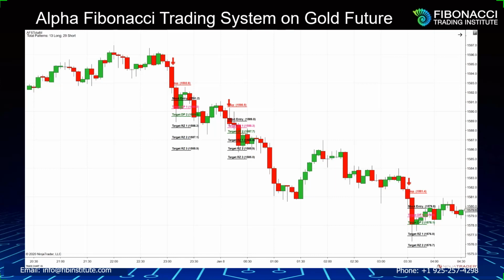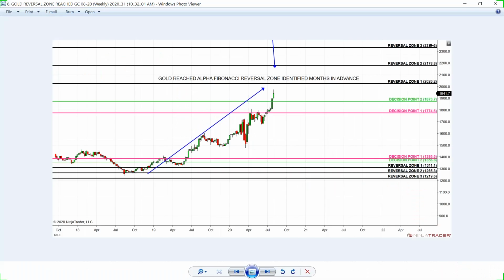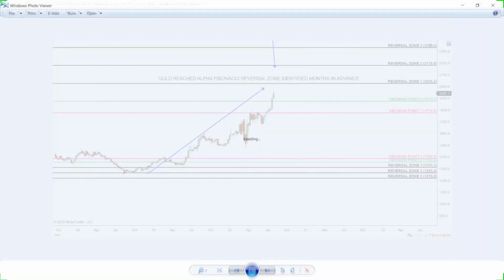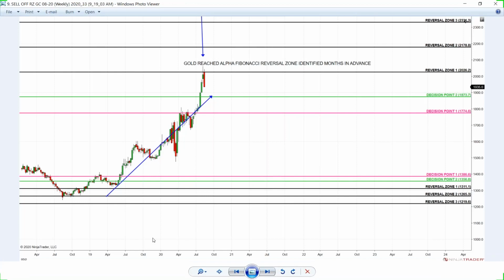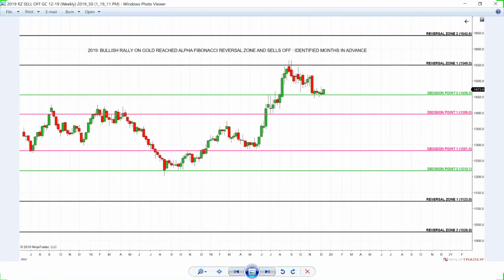This is the Alpha Fibonacci system on NinjaTrader 8 on gold futures. Pure entry, pure stop, pure target. But if I take you right now to a long-term position on gold, this is gold with the Alpha Fibonacci system in July 2020. Gold reversal zone identified many months in advance. And when gold selling off, there is no surprise. Gold sell-off remains in progress. Do you understand that? Do you know how to manage your long-term position on gold?